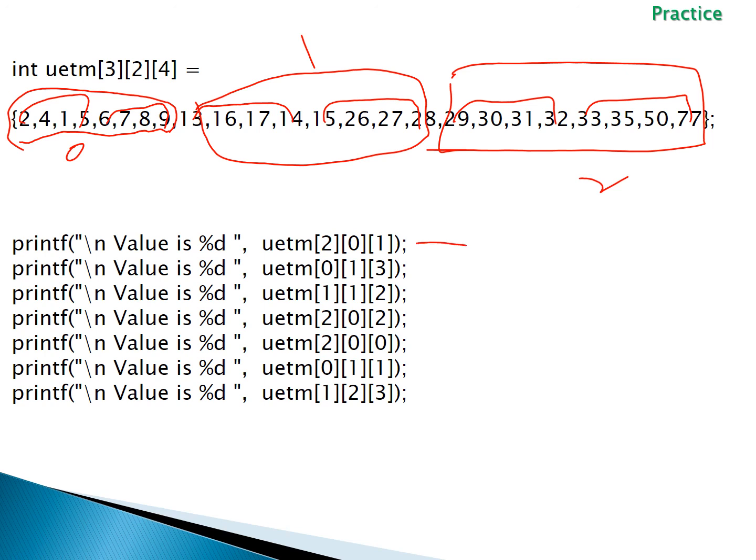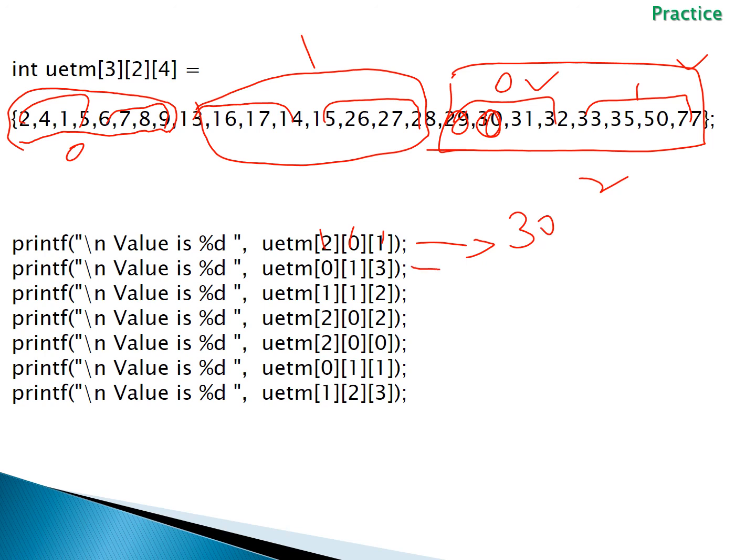Now what will be the output of this one? For this 2, 0, 1, 2, that means we need to pick this one, right? And then for this 0, this one is 0 and this one is 1, so we will pick this one, right? And for this one, 0, 0 and this is 1, so 30 is the answer, or 30 is the output.